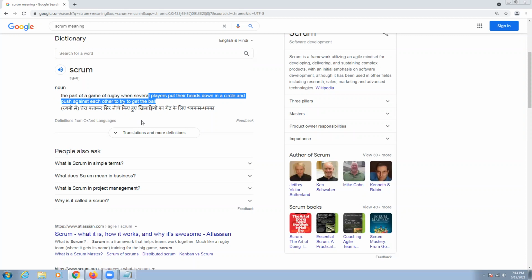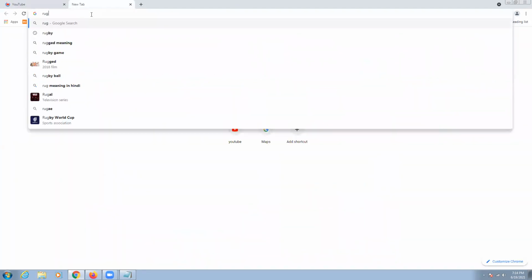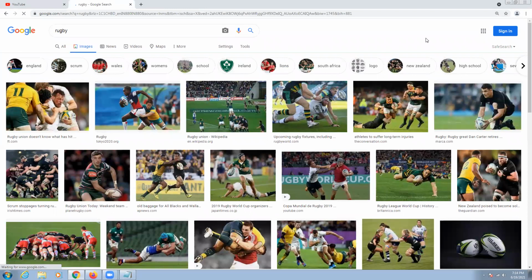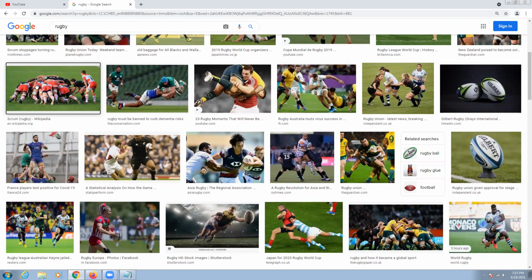But in the game called rugby, all the players are working on the ball at that stage. You see the image here, the red jerseys of these players. Everybody is working on that particular ball. This is nothing but what they call a scrum, right?